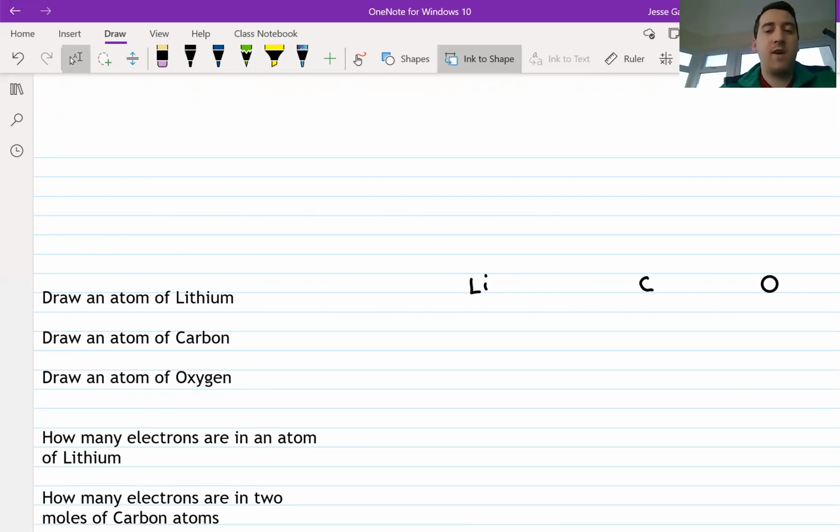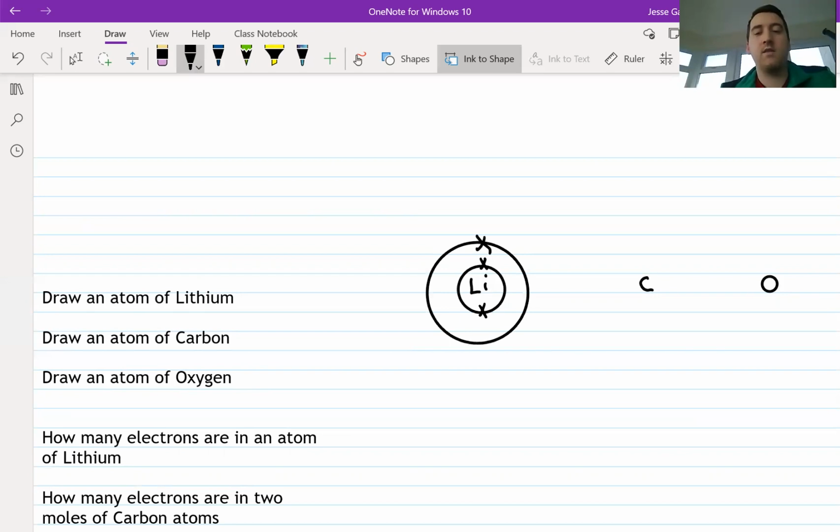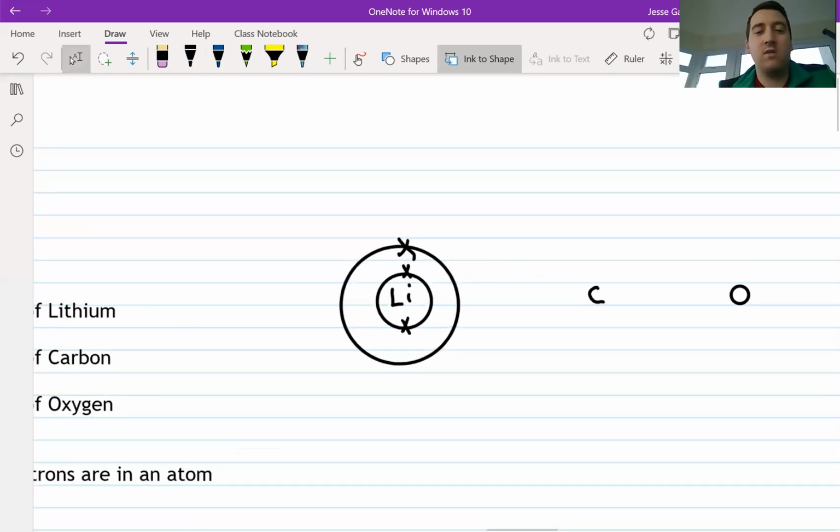Okay, so lithium, find it in the periodic table. Lithium has an atomic number of 3. That means it's got 3 protons, and it's a lithium atom, so that means it's got 3 electrons. So here is the first 2 in the first shell or energy level. The rule was the first energy level can hold 2 electrons. So this energy level is full now. For the third electron, I am going to draw a second energy level, and I'm going to put it here like that. So that is it complete. That's the atom of lithium. This one atom of lithium has 3 electrons.